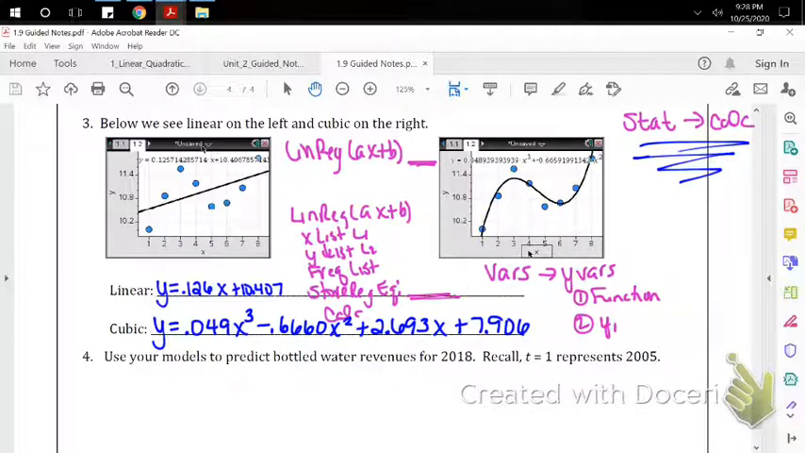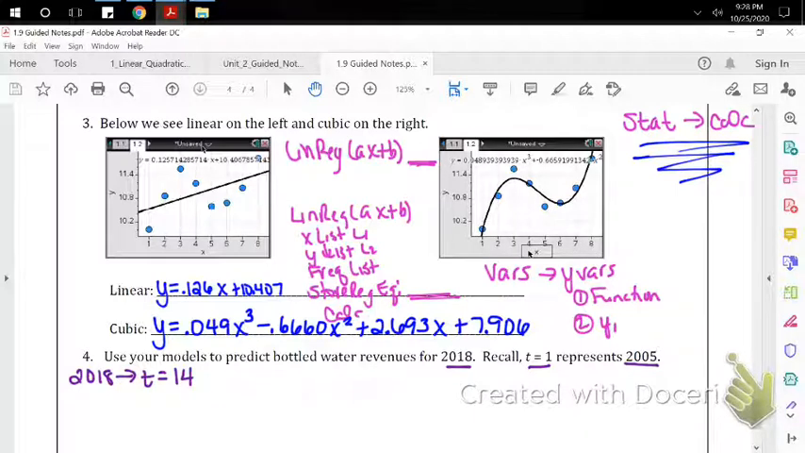All right, so number 4 says to use your model to predict bottled water revenues for 2018. It says don't forget that t equals 1 represented 2005. So in 2018, t would equal 14. And so we could use our table that we have up above to help us if we need to. Or if we know that 1 was 2005, that's a 4-year difference. So 14 would be 2018, 4 years.